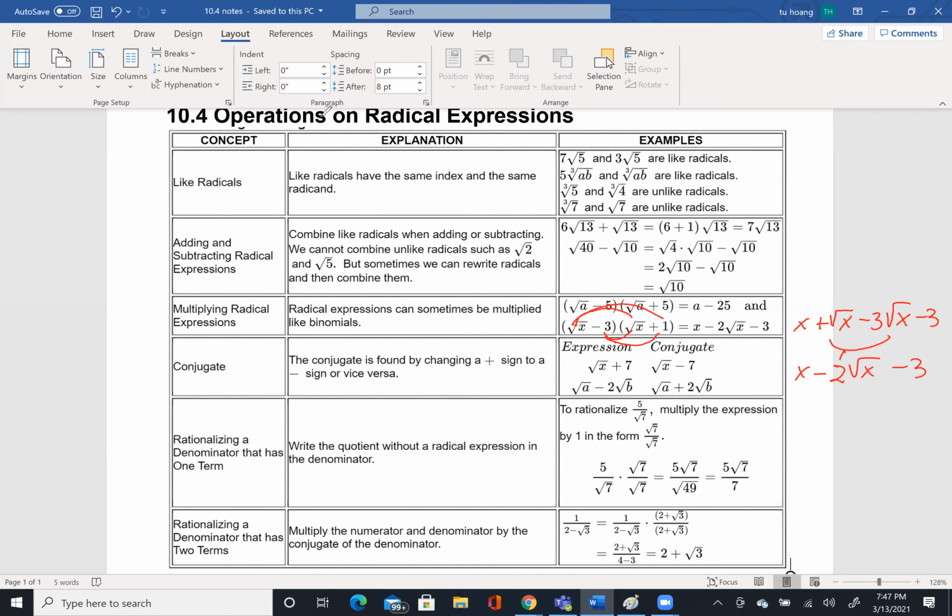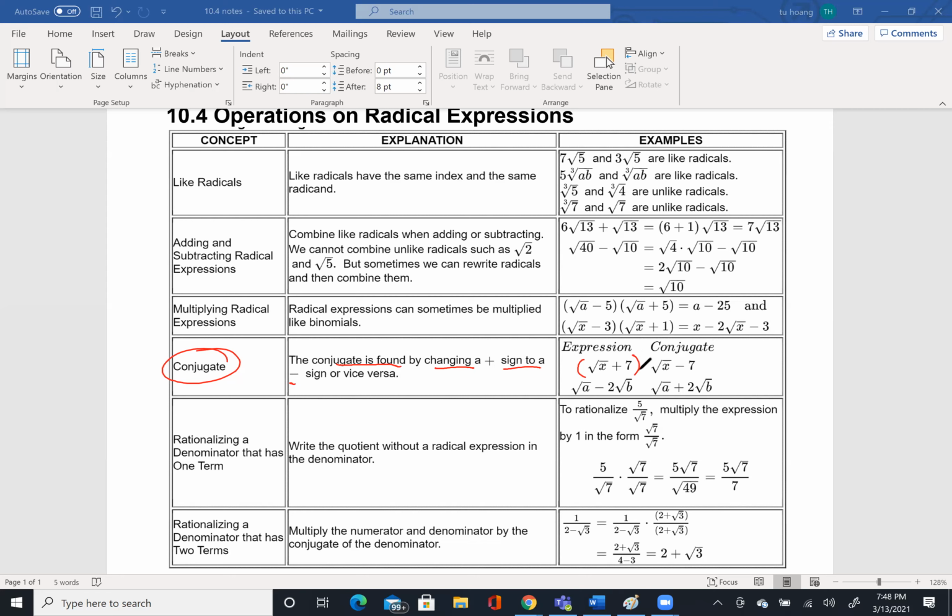And now we're gonna move to the conjugate. So what is conjugate? Most people are gonna learn about conjugate before moving to the next level of the mathematics. So the conjugate is found by changing a plus sign to a minus sign, or vice versa. So let's have an example.